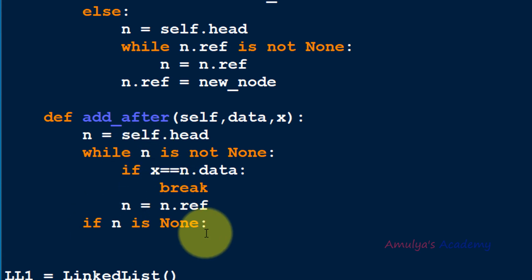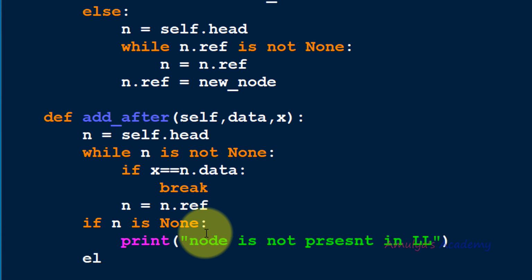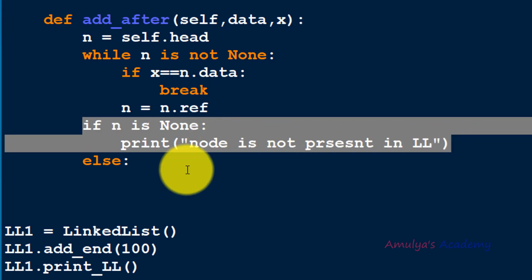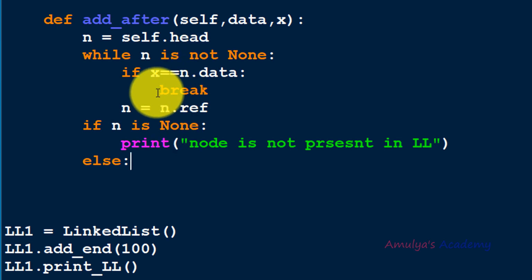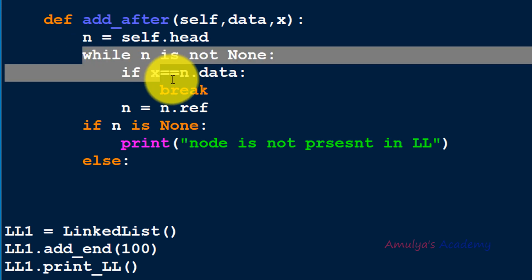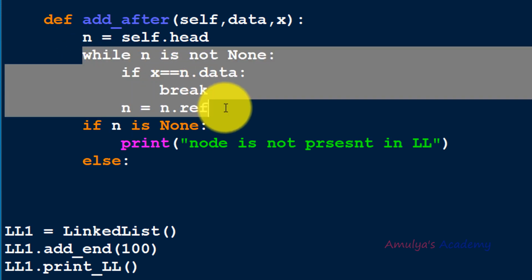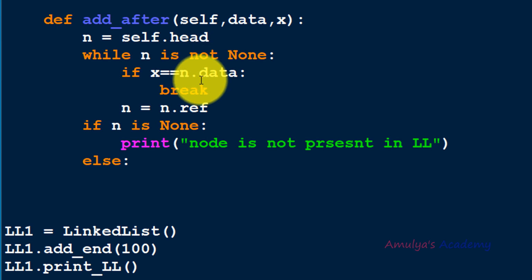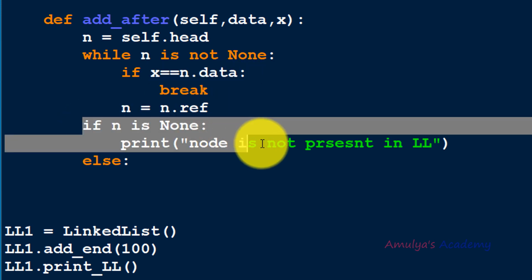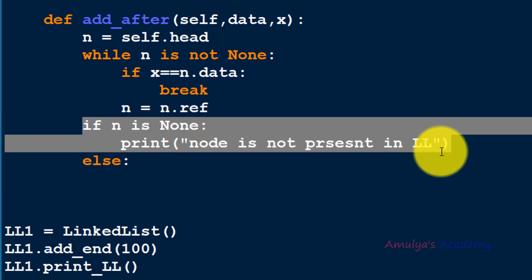If n is None, just print a message, that is, item is not present in the list. Else, that means the node is present. If this condition is not true, that means the node is present and we found it. Now n is pointing to x, the given node. Here we can come out of this while loop because of two conditions: when n becomes None, or when we found x is equal to n.data. So here first we took if n is None, just print the message node is not present.